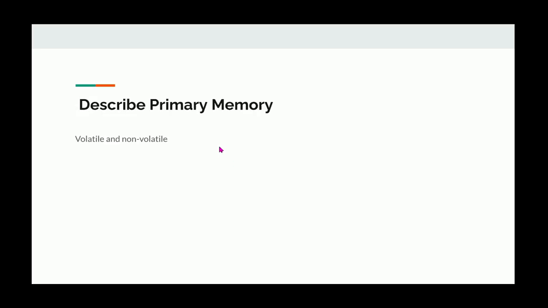Primary memory. Obviously, there's different types of primary memory. There's volatile and non-volatile. Volatile basically refers to how the memory, if power is lost to it, will lose all of its data. And non-volatile basically refers to how if no power is there, the memory will still be in that storage.